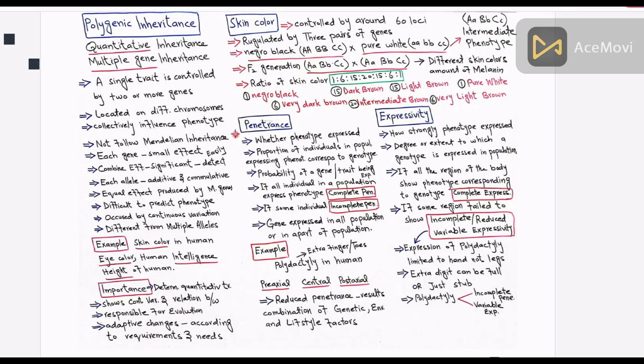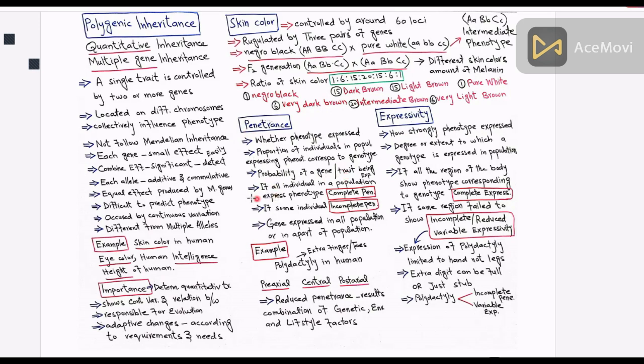Our next topic is penetrance and expressivity. So let's start. First of all, what is the difference between penetrance and expressivity? Actually, penetrance asks whether the phenotype is expressed or not, but expressivity asks how strongly the phenotype is expressed. This is the main difference between penetrance and expressivity. So what is penetrance? Penetrance is the proportion of individuals in a population expressing the phenotype corresponding to the genotype. In other words, the probability of a gene or trait being expressed.